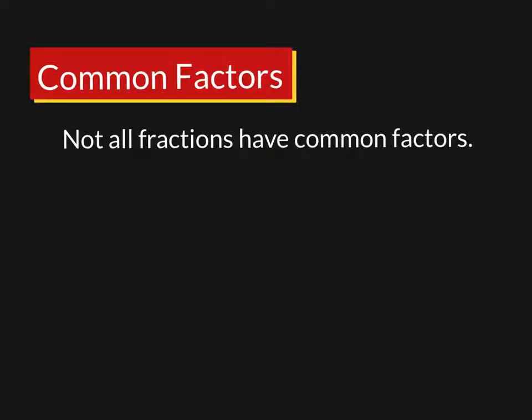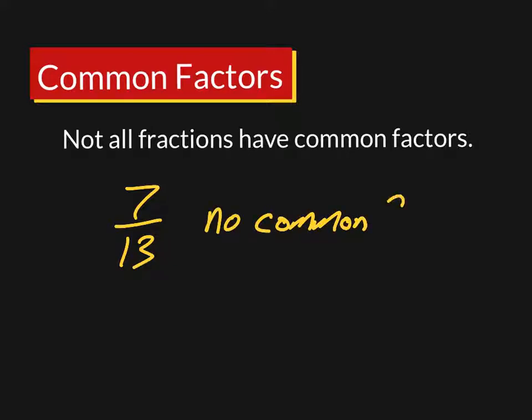Now do be aware that some fractions don't have common factors for the numerator and denominator. So 7/13, for example, if we look at the numerator, the number on top, we can see that 7 is a prime number. It only divides by 1, which doesn't really count because it doesn't change anything, and itself, 7. But 13 doesn't divide by 7, so there are no common factors, which means it doesn't reduce. It can't be made any smaller.